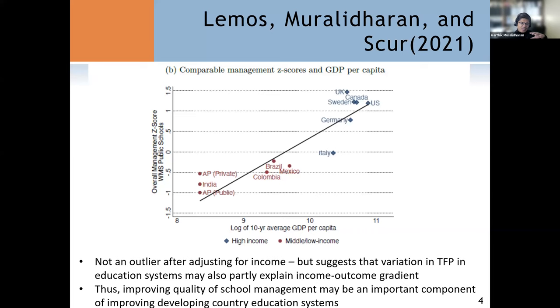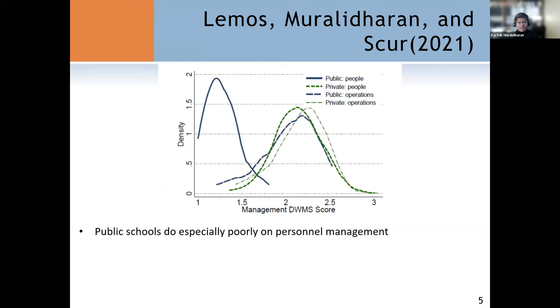Okay, so again, I'm just using these figures as a way of motivating what we're about to show you in terms of interventions itself. And then that paper is, again, a descriptive paper. But one thing that's really striking is you can break down the management scores into people management and operations management. And where you see the big difference is in personnel management, okay?